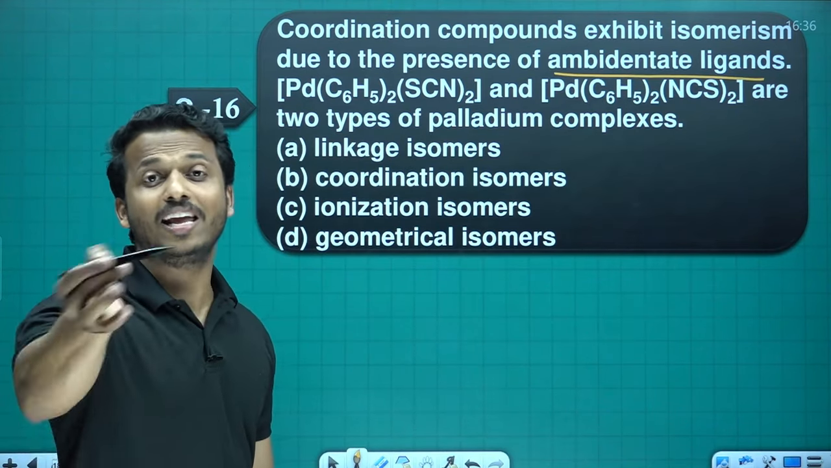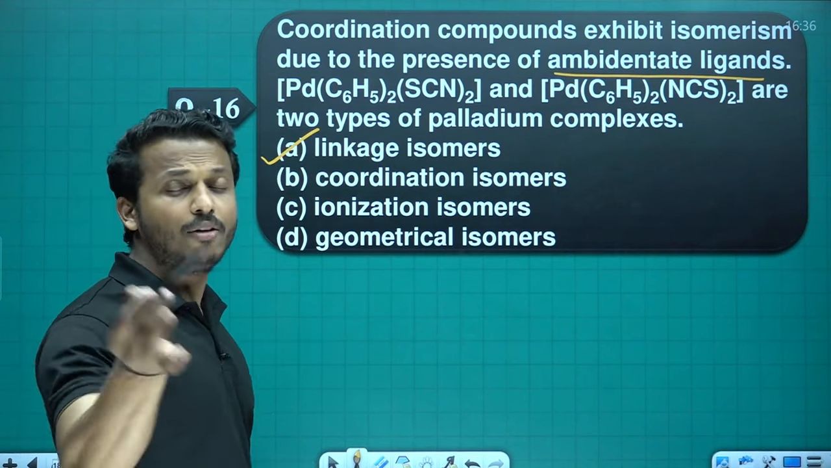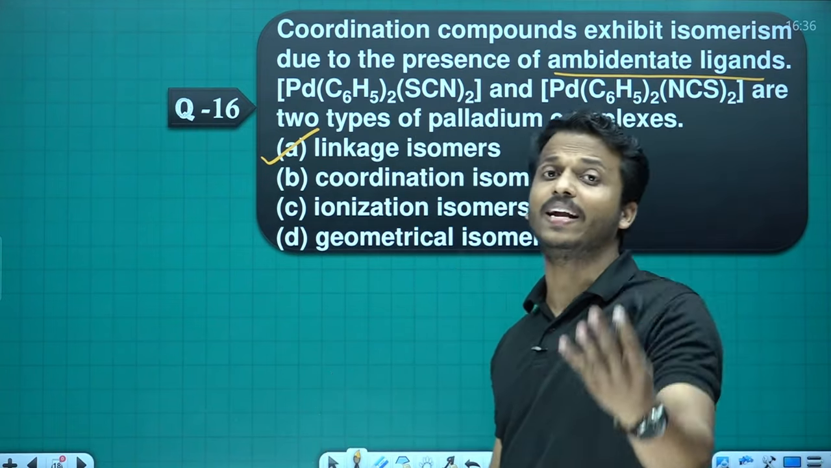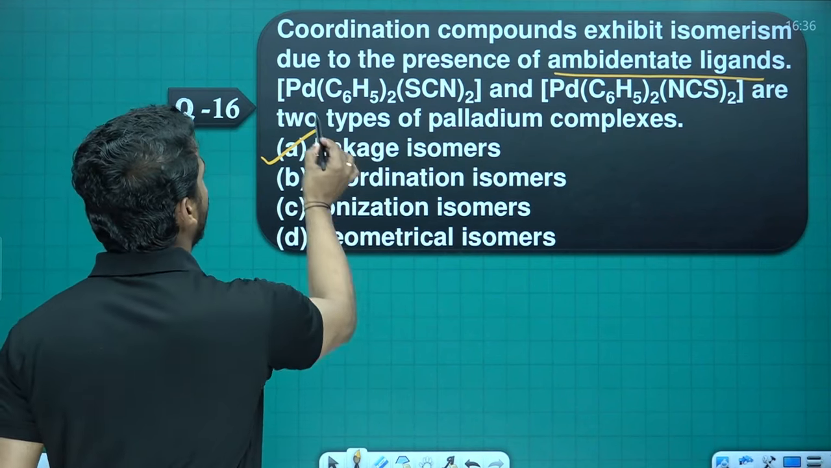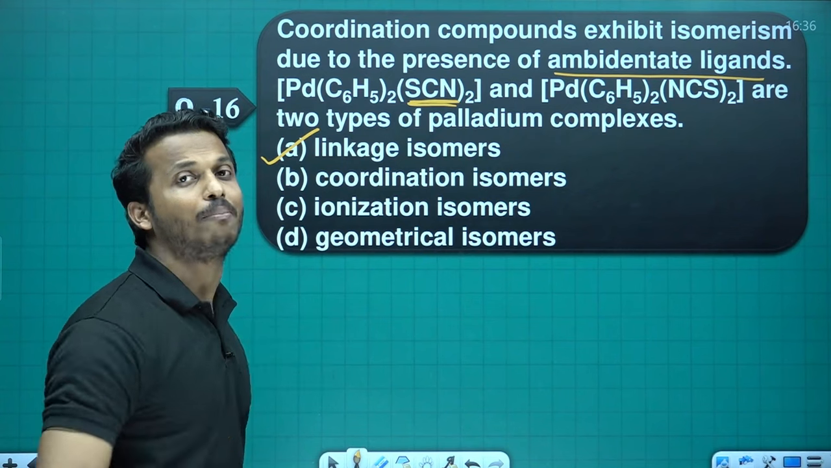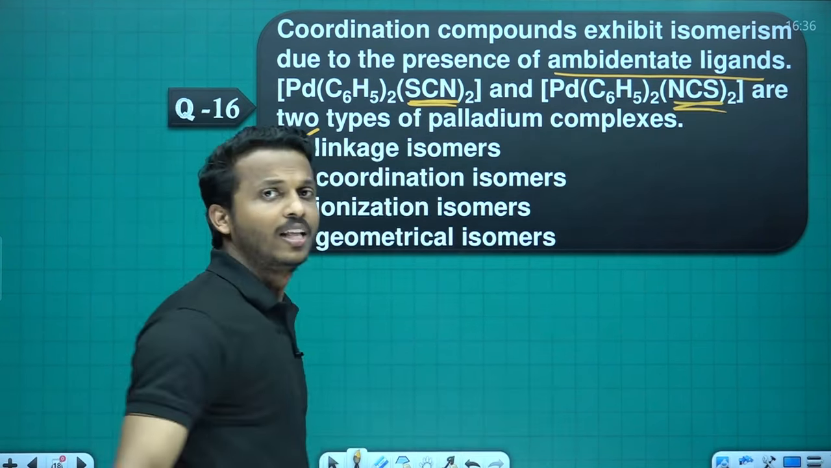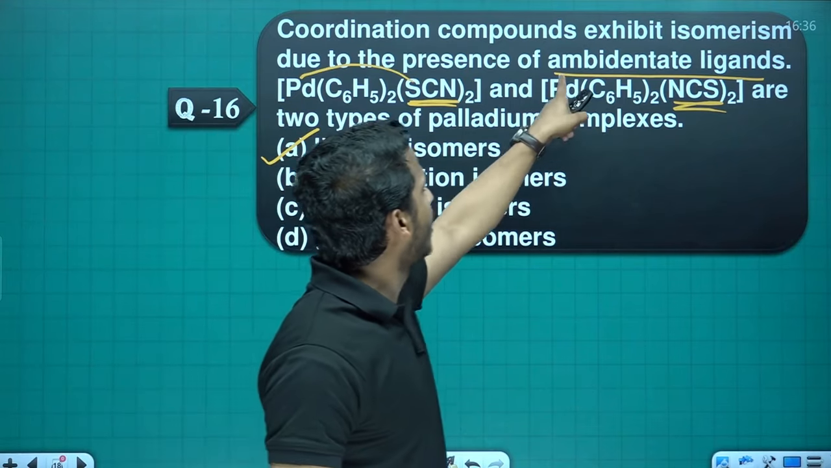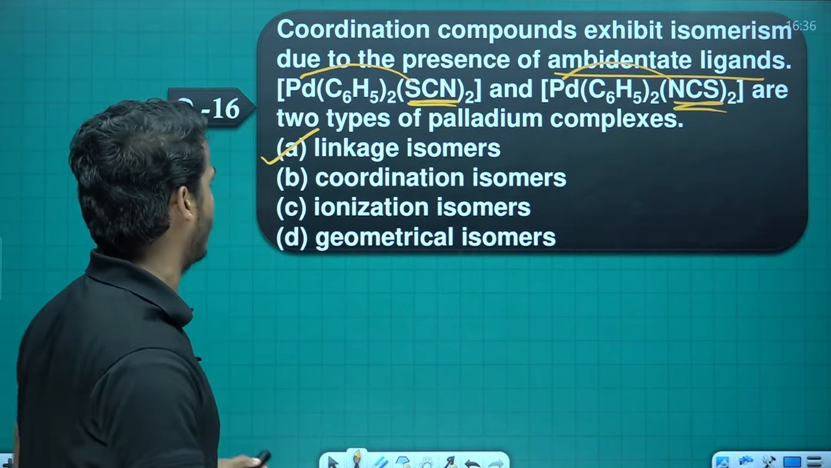Then a coordination compound exhibits isomerism due to the presence of an ambidentate ligand. Which one? Linkage isomerism, right? If the coordination complex contains an ambidentate ligand, it can show linkage isomerism. See, all of you, palladium with C6H5 and SCN: SCN is an ambidentate ligand, thiocyanate. Its pair is NCS. Their connection is different, right? Here palladium is connected to sulfur, here palladium is connected to nitrogen. That is called linkage isomerism.